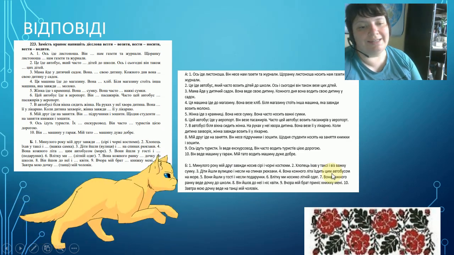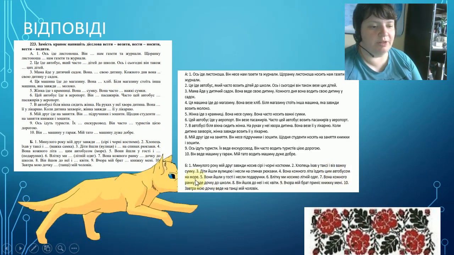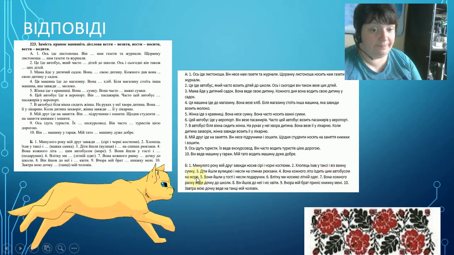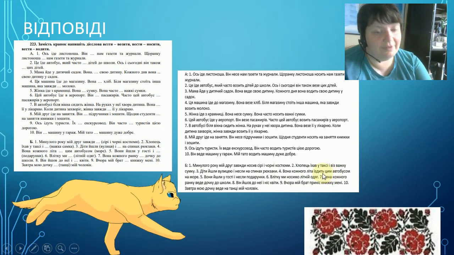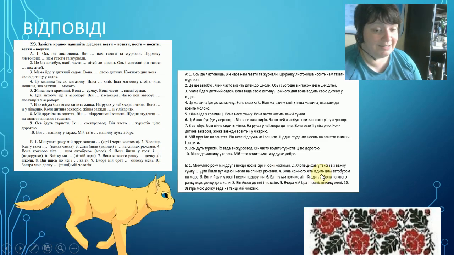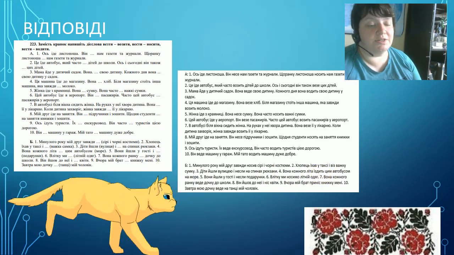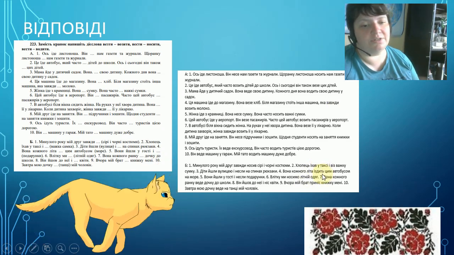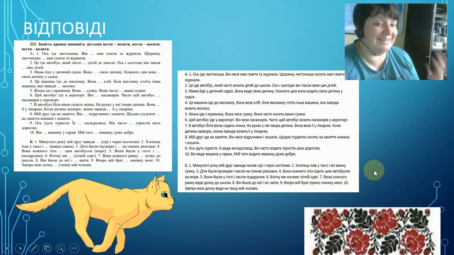Вона кожного літа їздить цим автобусом на море. She every summer goes by this bus to the sea. So again, їздить, not їде, їздить, because it is routine. And if it will be right now, it is happening in the moment, it will be їде.